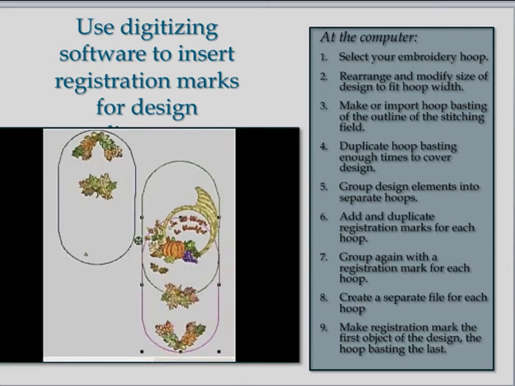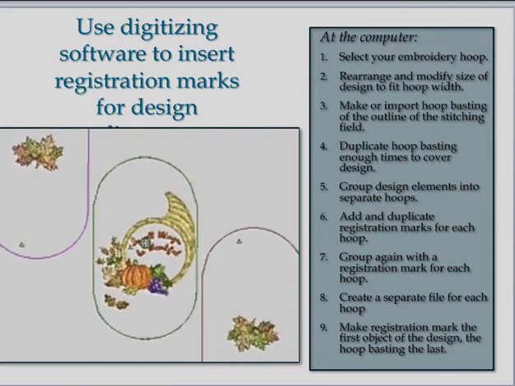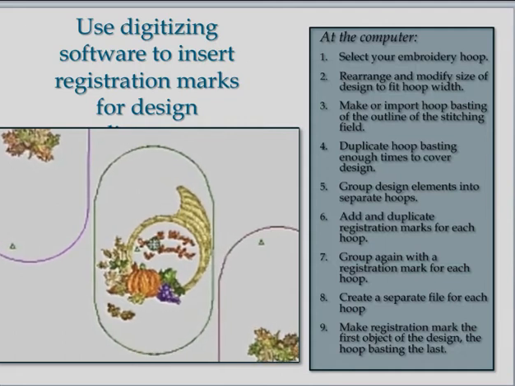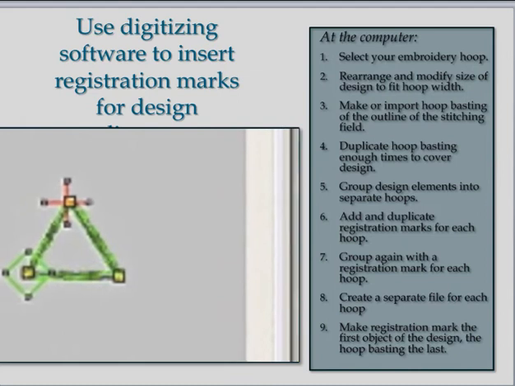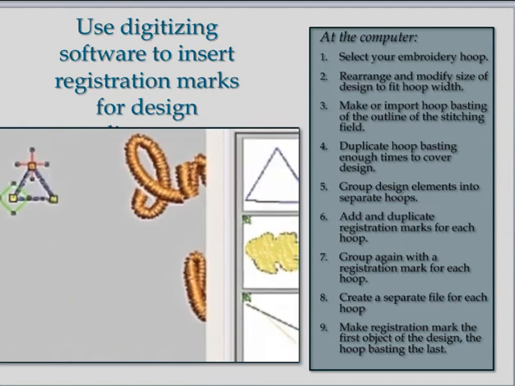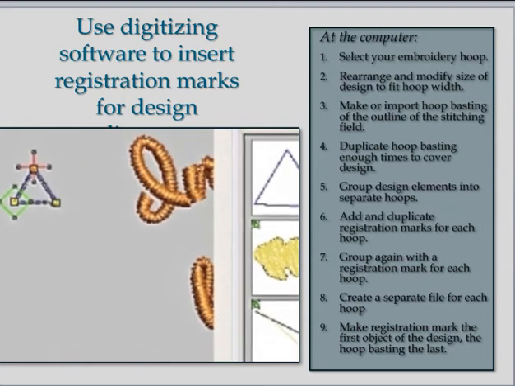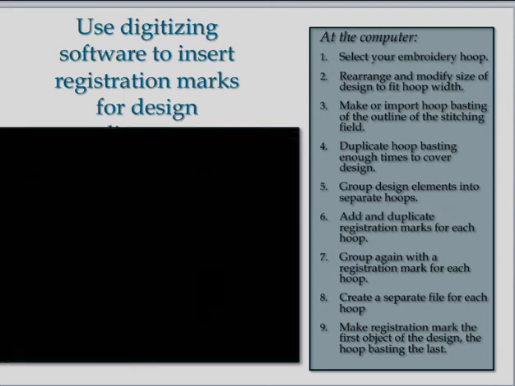Group one of these registration marks with each hoop basting and design that fits within it. Once split into 3 designs, create 3 separate embroidery files, one for each of the hoops and their contents. As final preparation, in the separate design files, make the registration mark the first object of the design to use for alignment. Since the hoop basting stitches are not stitched but used in the design for alignment, move it as the last object to be stitched.